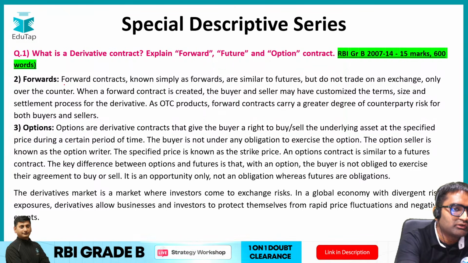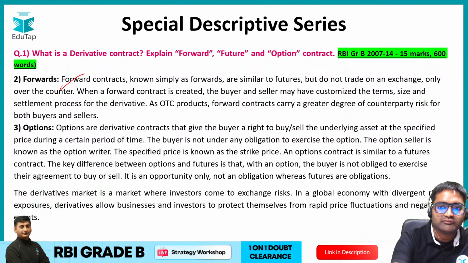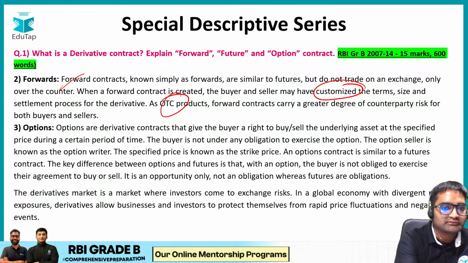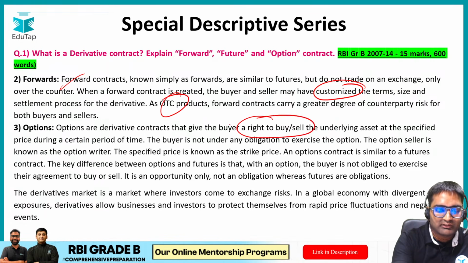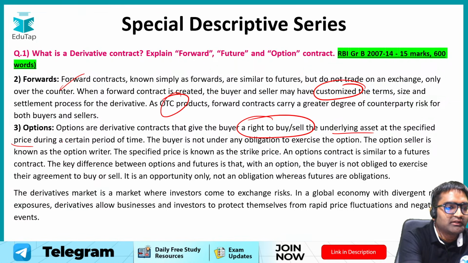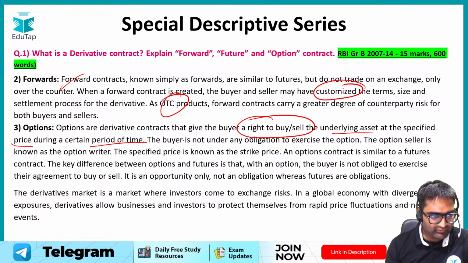Now moving ahead, talking about forward. Forward is which kind of a contract? It is a customized, over the counter contract. Options provide the right to buy or sell an underlying asset at a specified price during a specified period of time. All of these things.